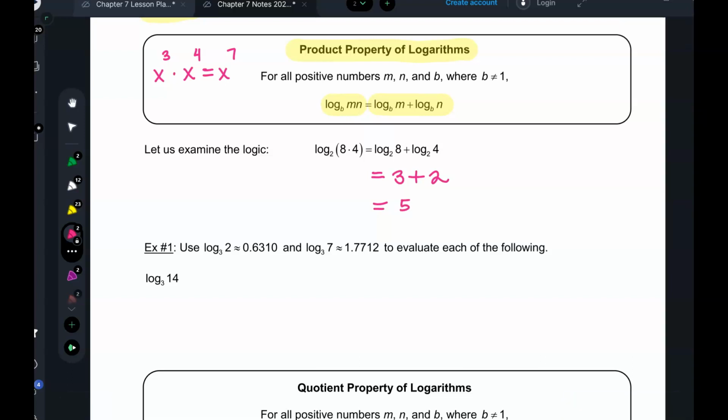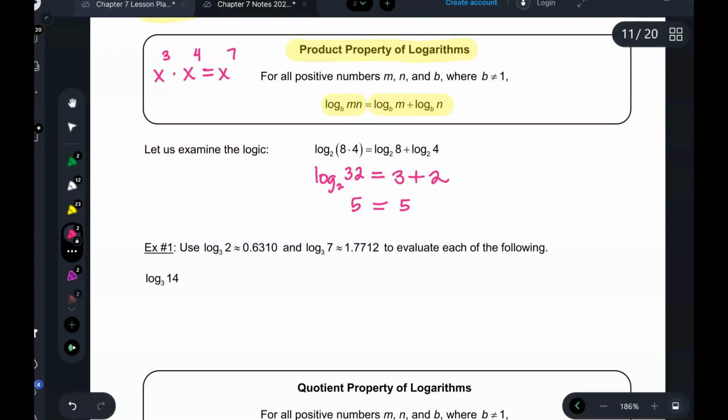Now let's look at the left side. Let's say we multiplied together the 8 and the 4. That would be 32. Using that same idea, 2 to what power gives us 32? 5. So anytime we have two numbers multiplied together within one logarithm, we can expand that to adding each individual part. Make sense?